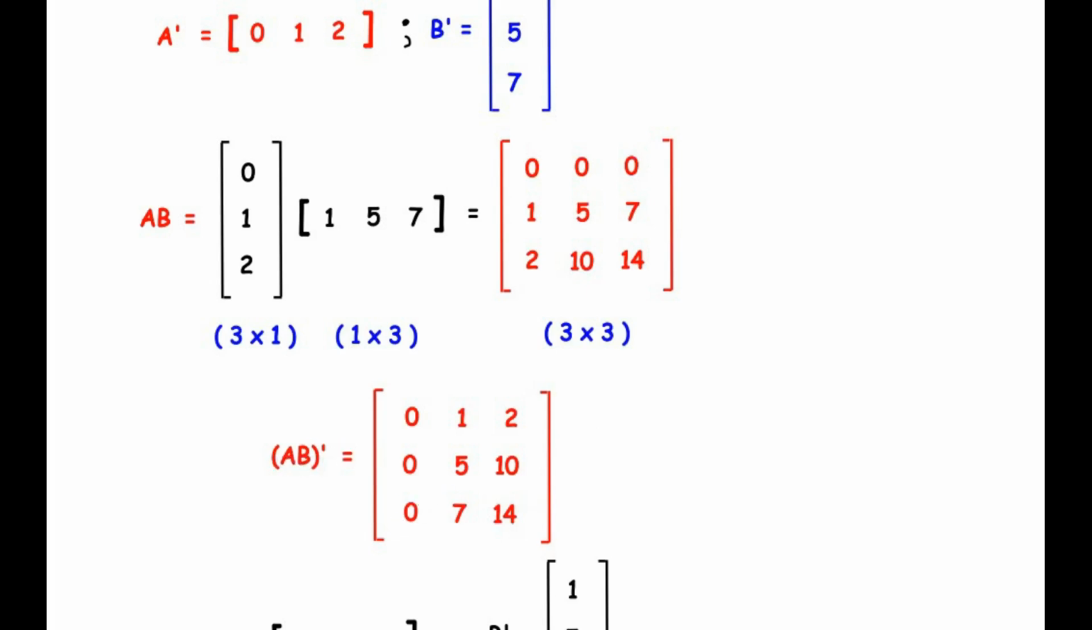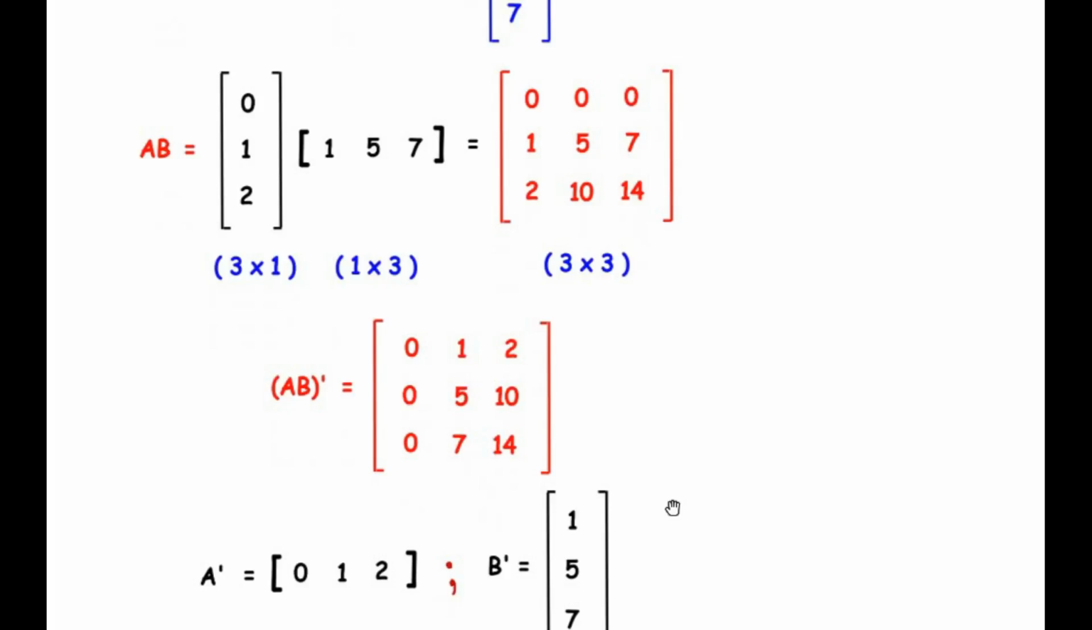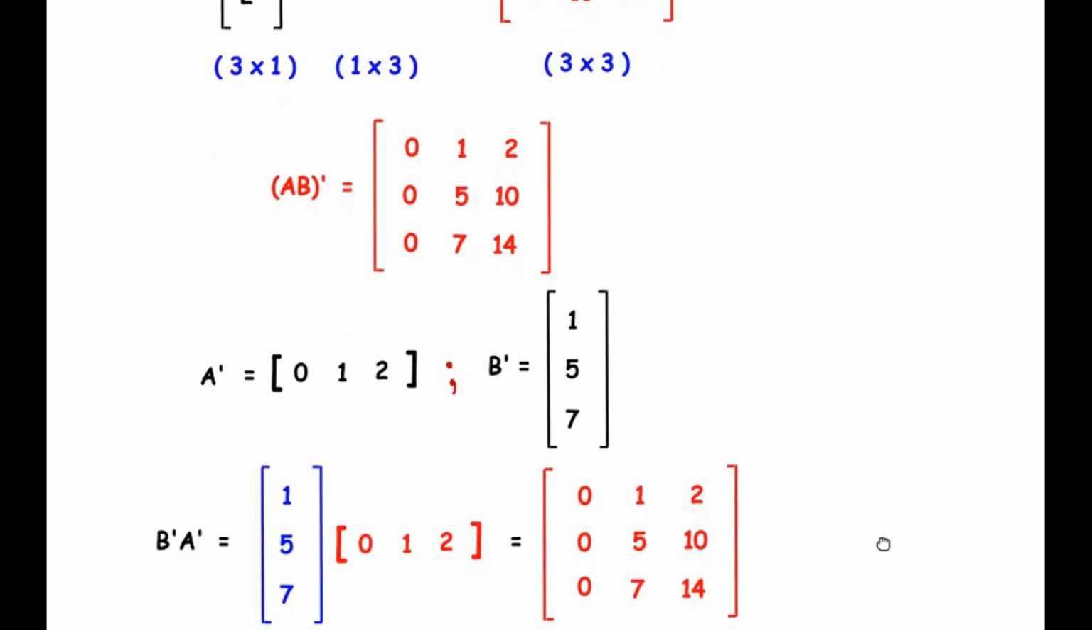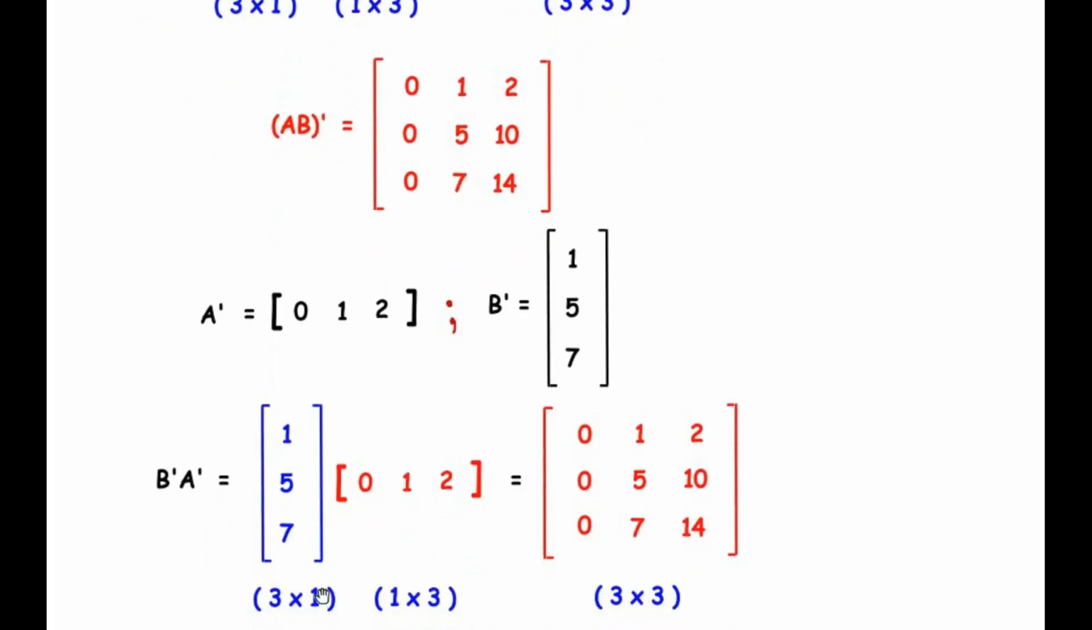Now once we have got AB the whole transpose, let us find out B transpose times A transpose. And for that we have taken their values over here. So B transpose times A transpose is again a 3 by 1 matrix and 1 by 3 matrix multiplication, giving us a resulting matrix of the order 3 by 3. Now multiplying it, we get these elements.